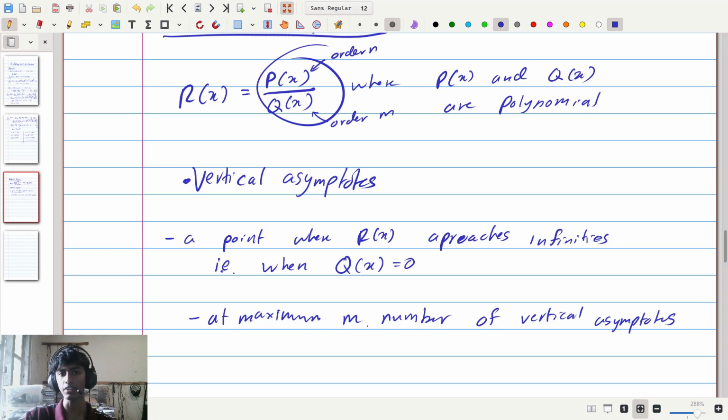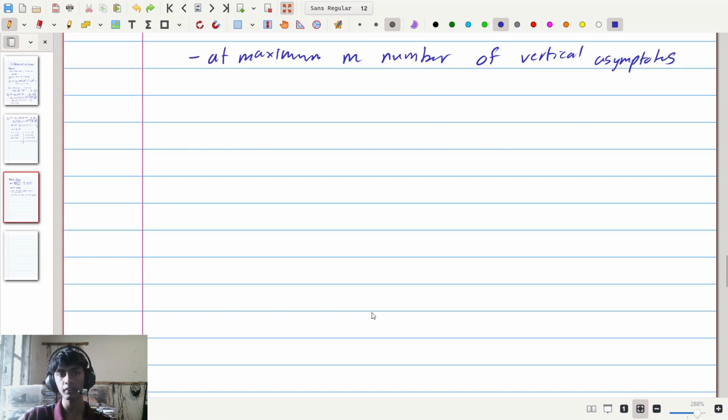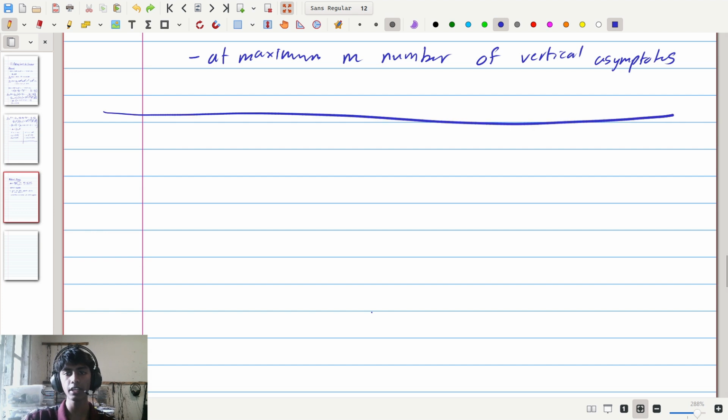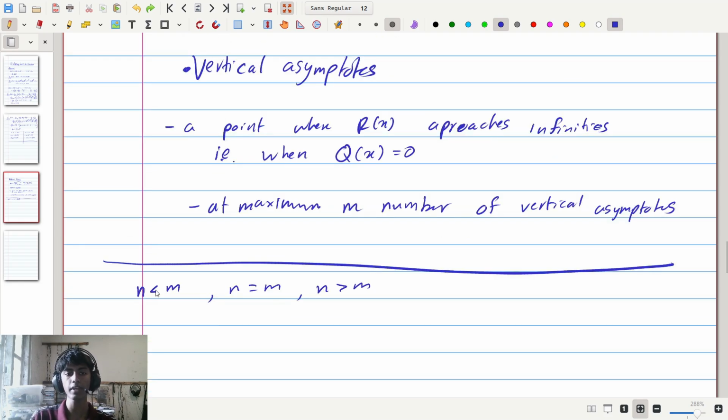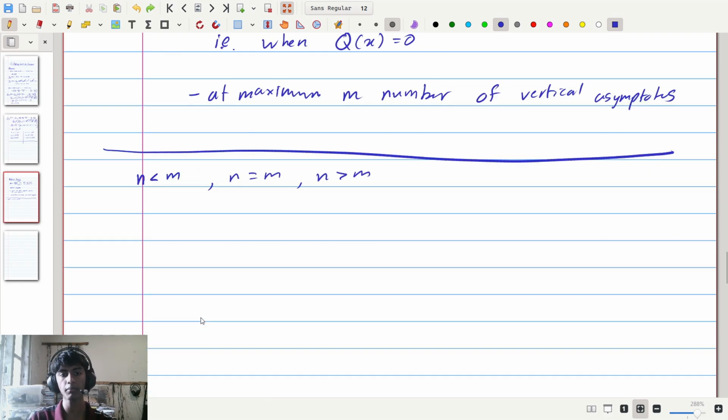And there are three cases that we have to consider here. When considering limits as x approaches infinity, we need to consider the cases where n is less than m, n is equal to m, and n is greater than m, i.e. the cases where the denominator has a higher order, the numerator and denominator have equal orders, and the numerator has a higher order than the denominator. So for the first case, we have some behavior like this.